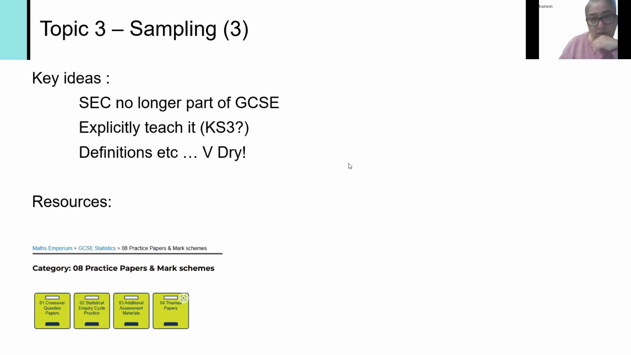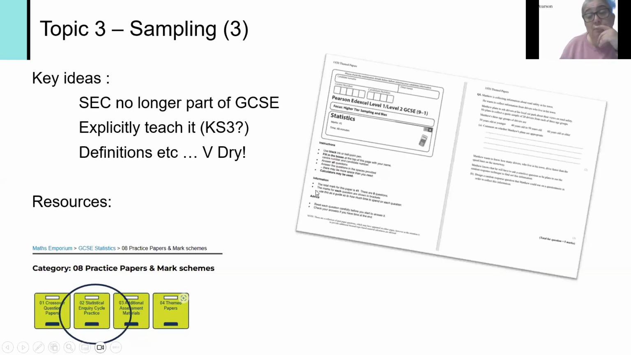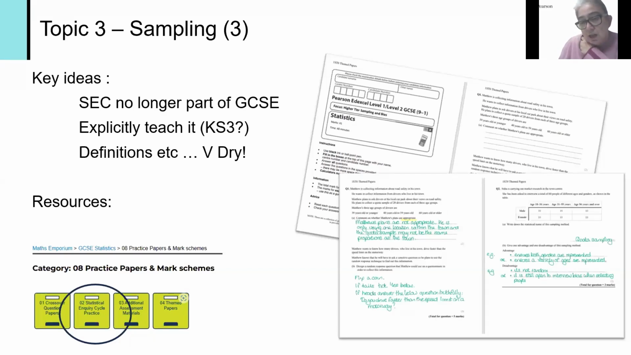Then there's one of the themed papers. Seriously, go and have a rummage. There's so much great stuff on the Emporium. So even though this is a topic paper, you can see there in folder 4, there's a load of theme papers. These are not new, but what I have done is produce worked solutions for them, just to show students, especially for those wordier questions, and they'll be in the theme paper folder.